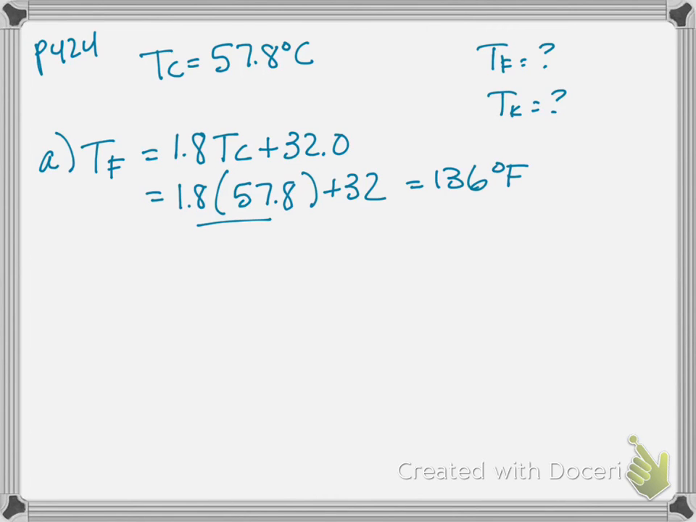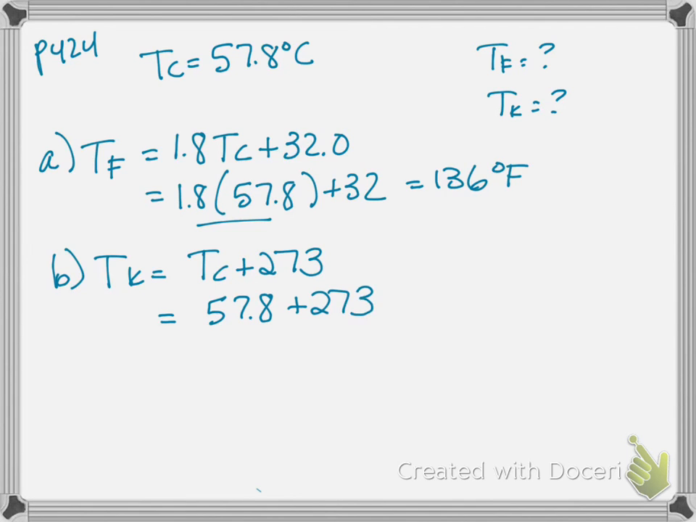Let's just call this part B. The Kelvin temperature is always a little bit easier. It's the Celsius temperature plus 273. So I get 57.8 plus 273 for a total of 331. Now, if you wanted to call this 330.8, that's totally fine. We don't really care how you want to round that. Whatever works for you, whatever makes you comfortable, do it.